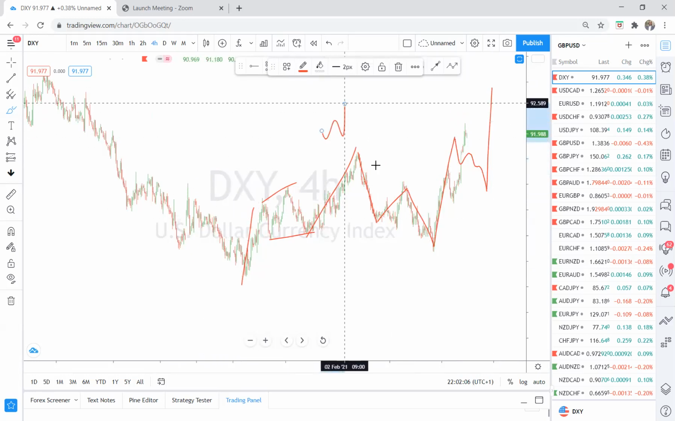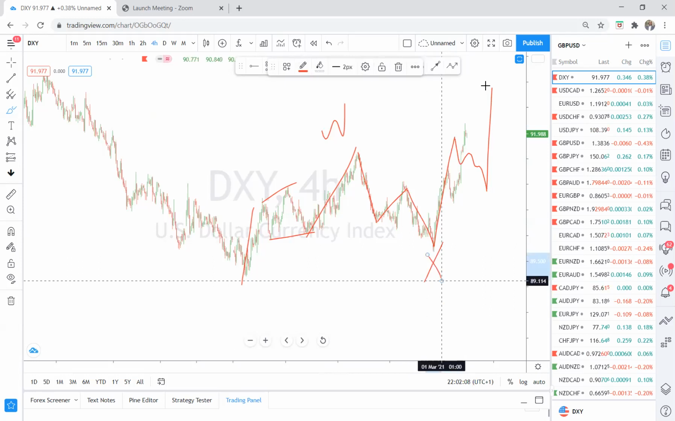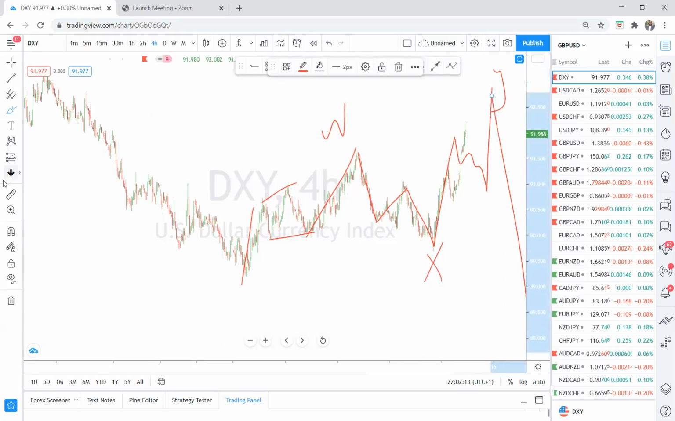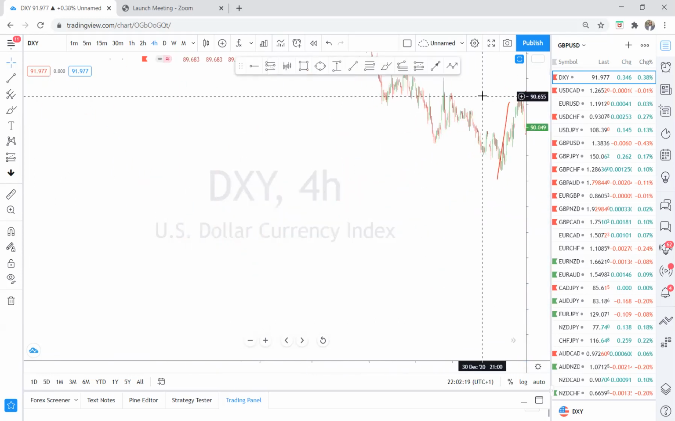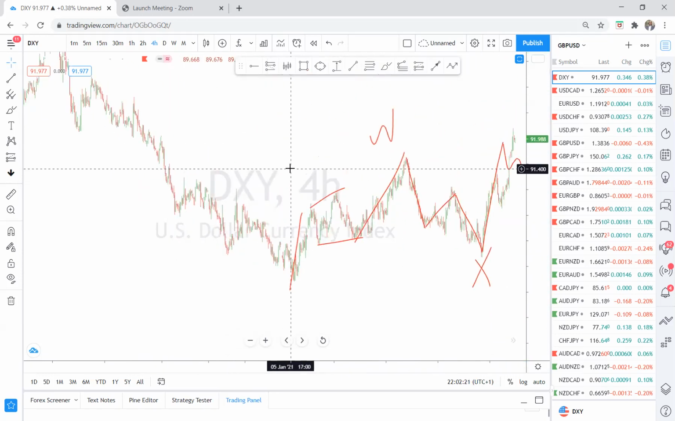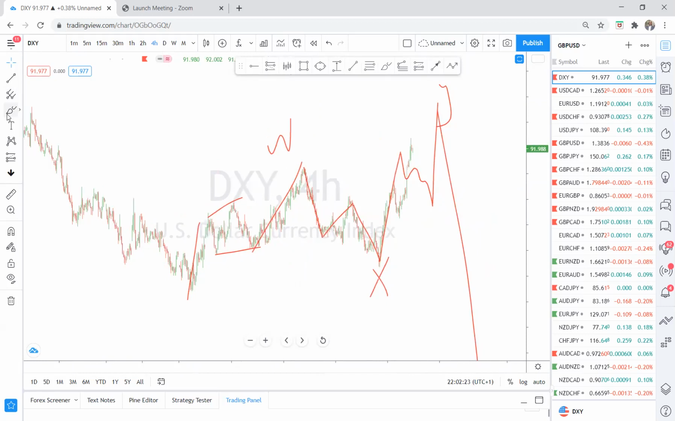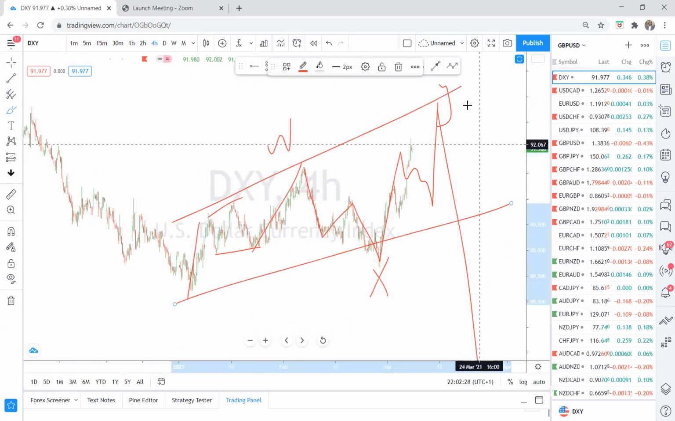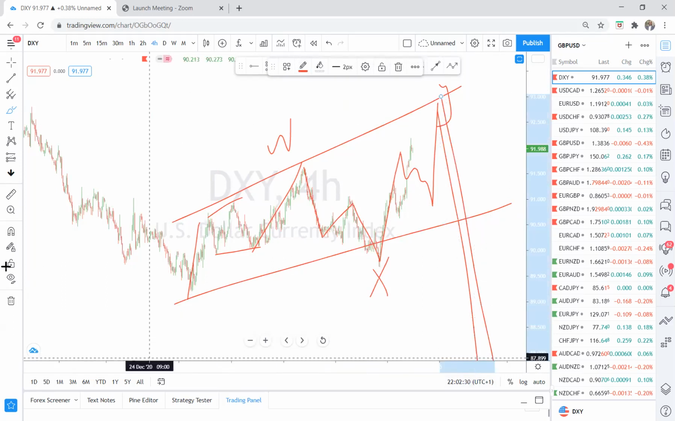This is WXY structure. After this, you expect a move to the downside. This is DXY, guys. This is what we're expecting from DXY. Let's pay attention to this structure. It will break down here. It will surely break down.